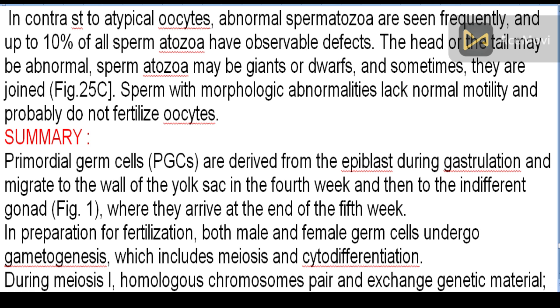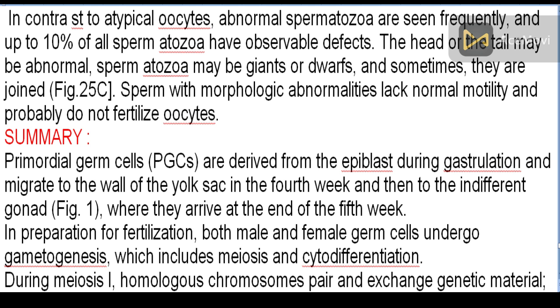Summary: primordial germ cells, PGCs, are derived from the epiblast during gastrulation and migrate to the wall of the yolk sac in the 4th week and then to the indifferent gonad, Fig. 2.1, where they arrive at the end of the 5th week. In preparation for fertilization, both male and female germ cells undergo gametogenesis, which includes meiosis and cytodifferentiation.